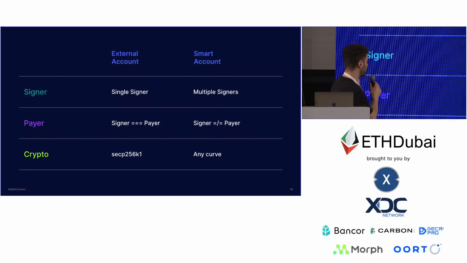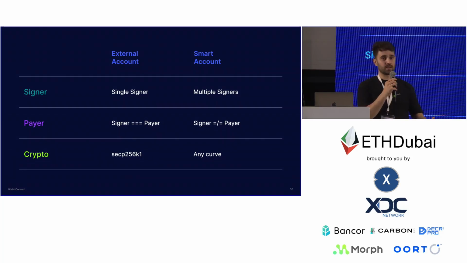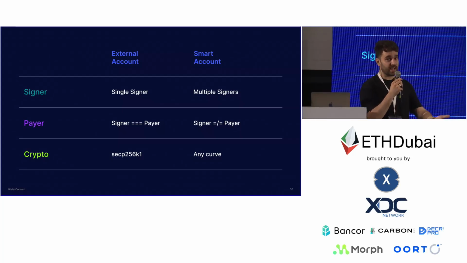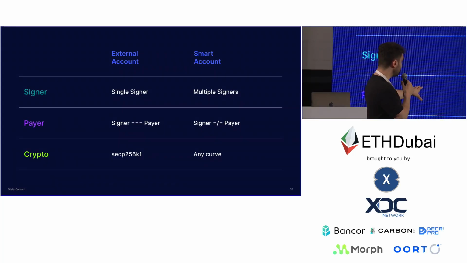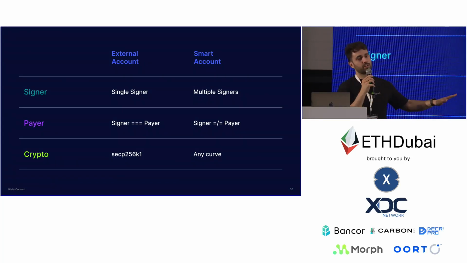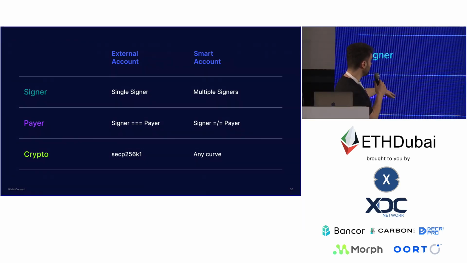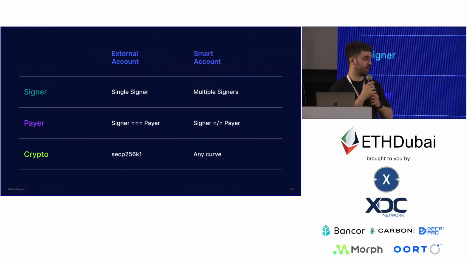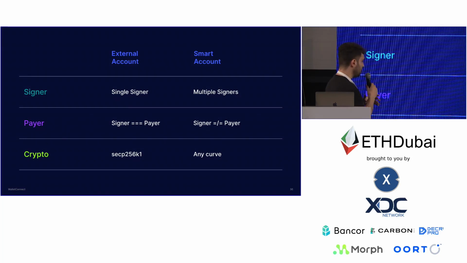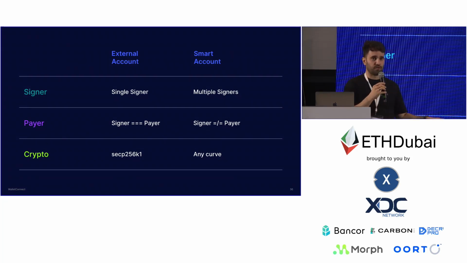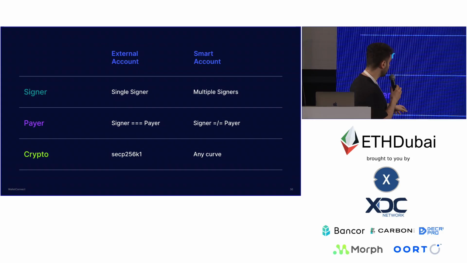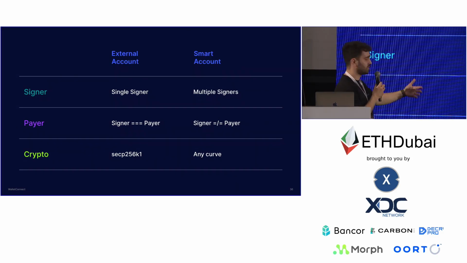And the same thing happens for the payer, right? When you send a transaction, you have to pay some fees or gas in Ethereum, and that signer is also the payer and will always be the payer. There's no way that the external account will have a different payer. And we have to use the same cryptography as the blockchain. So for Ethereum, we use secp256k1. Therefore, the signer, which is the single signer, has to be the single payer and must use the same cryptography as the blockchain.